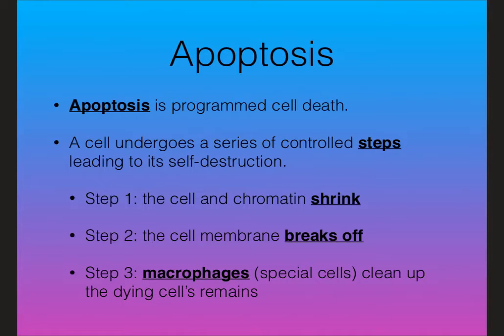So programmed cell death is known as apoptosis. A cell does undergo a series of controlled steps that lead to this self-destruction or this programmed cell death. First of all, the cell and the chromatin shrink, then the cell membrane begins to break off. Lastly, macrophages, which are these special cells, will clean up the dying cell's remains.